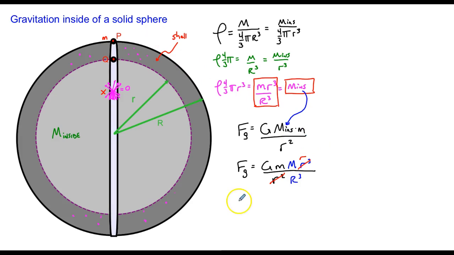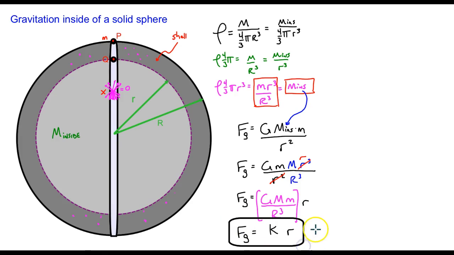And now I can rewrite this expression as Fg is equal to G times big M, the mass of the planet, times little m, divided by big R cubed, times r. And the reason that I drew this in a different color is because everything that I've drawn in pink that I've now bracketed is a constant. G is a constant, big M is a constant, little m is a constant, and big R cubed is a constant. And so basically I can also write this expression as Fg is equal to kr, where k is just... it looks like Hooke's law, it's not, but it has the same form.